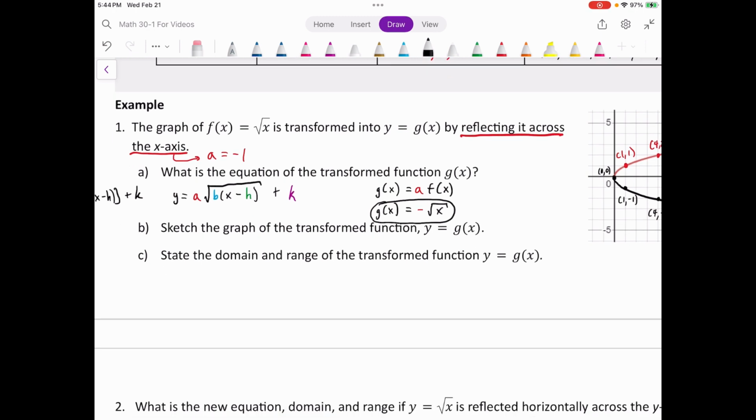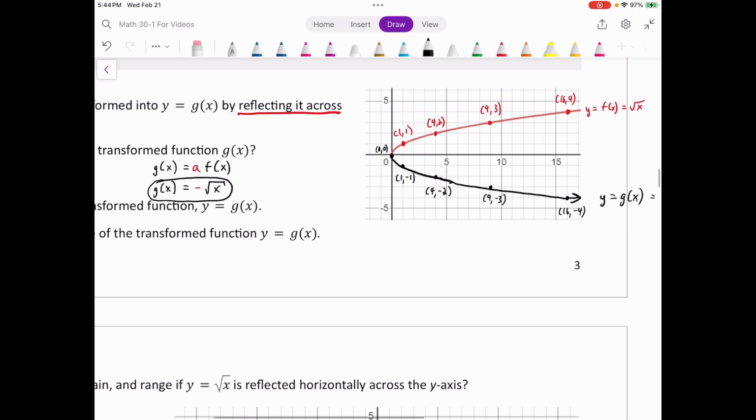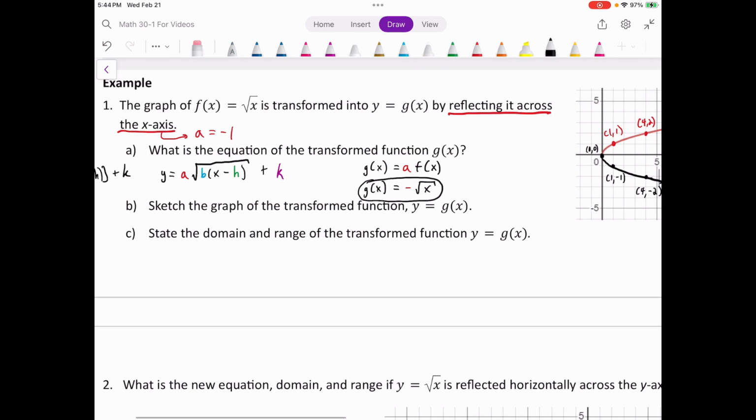Now it wants us to state the domain and the range of the transformed function, y equals g of x. Well, again, we could look at the graph. We can see that the domain is still x must be greater than or equal to 0. But honestly, even without sketching the graph, if g of x equals negative root x, why do we have restrictions here in the first place? Because we can't take the square root of a negative, right? What are we taking the square root of? x. So what does that mean for the restrictions on x?